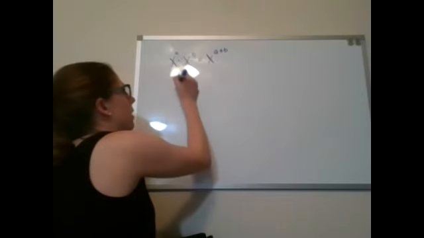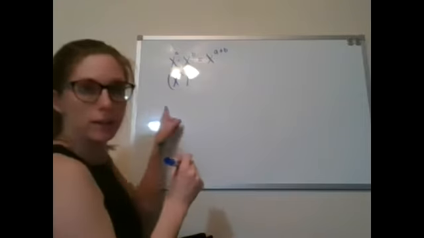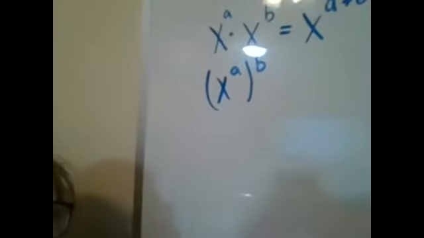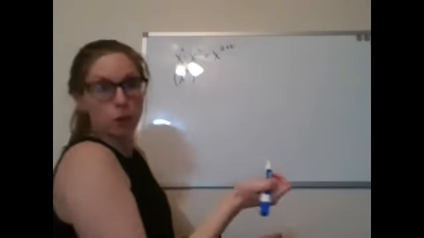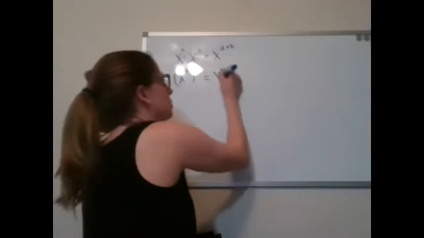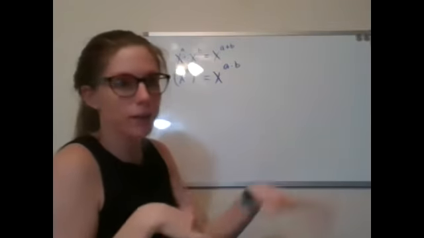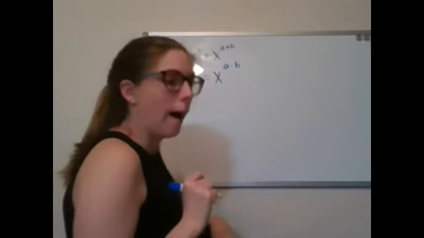If you have a power to a power, remember that's how I called it, so x to the a to the b, that's when we multiply, okay? So this would be x to the a times b. This is all from yesterday, so the notes are just down a couple rows, but they're there.